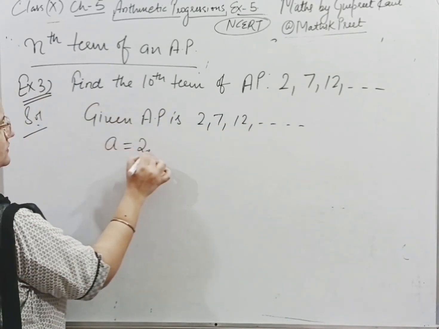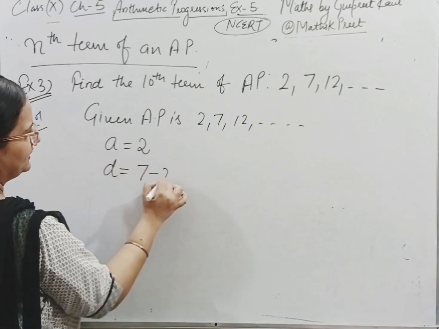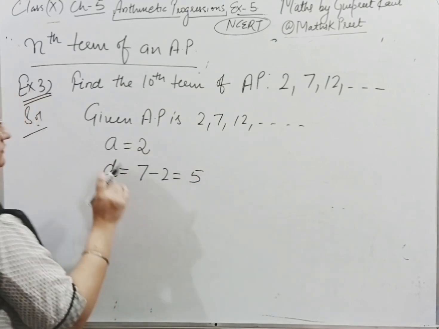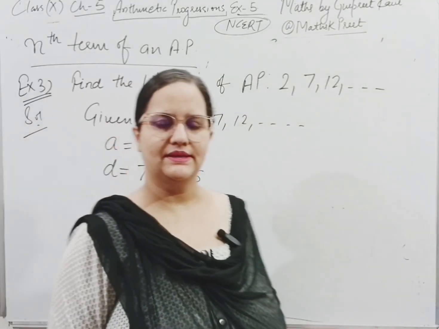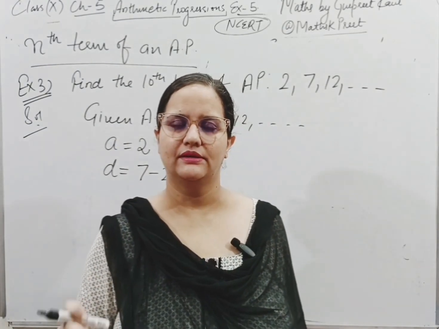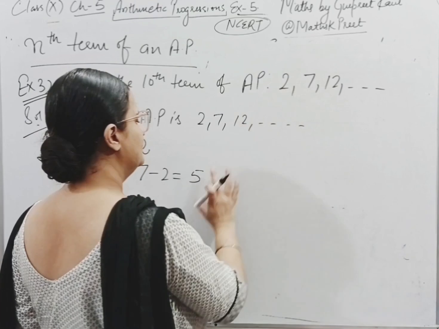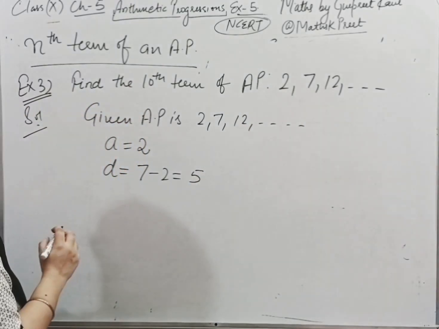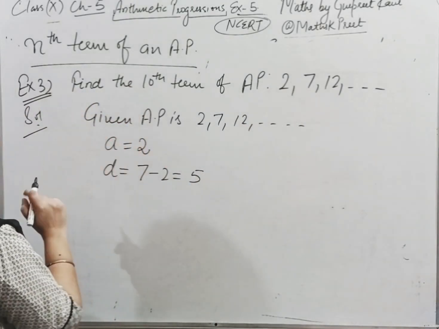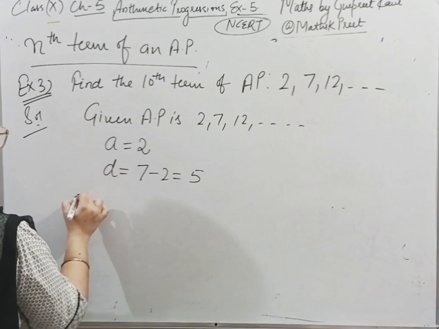Clearly A is equal to 2 here, and D is what? 7 minus 2, that is 5. It is given in the question that this is an AP, so you will write the value of D by just subtracting the first two terms. So D is equal to 5 here, A is equal to 2. We have to write the 10th term.